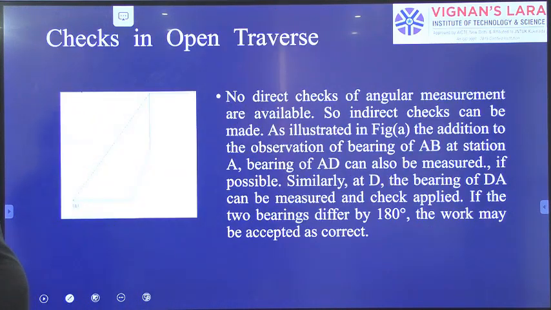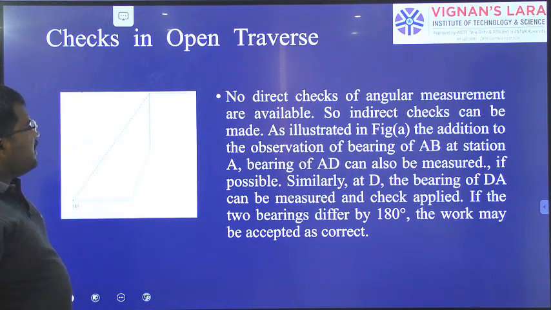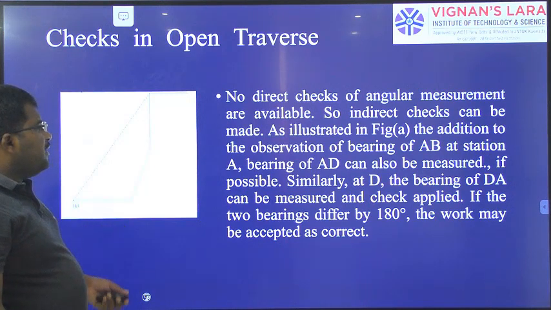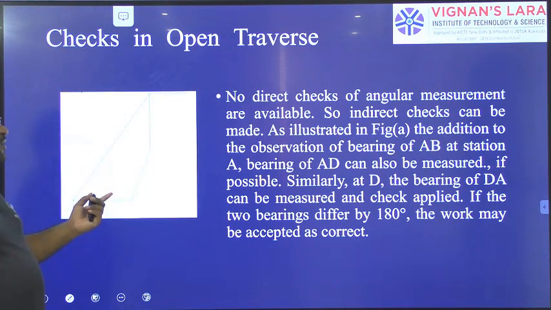Next, checks in the open traverse. How are we going to check the open traverse? Unlike the closed traverse, no direct checks for angular measurement are available, so indirect checks can be made. Here they give some figure, in addition to the observation of the bearing AB.